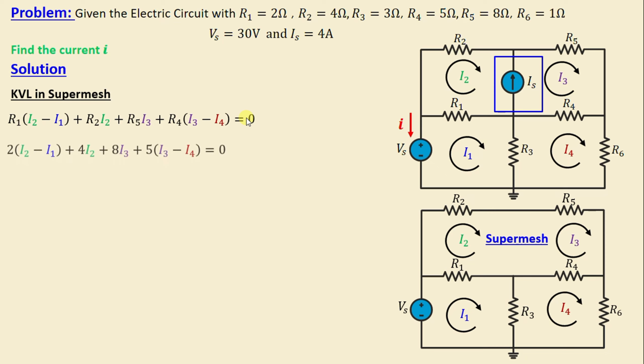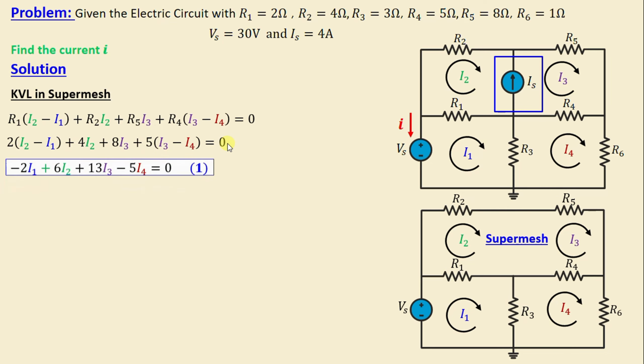By replacing the resistors with their numerical values, we obtain 2(I2 minus I1) plus 4I2 plus 8I3 plus 5(I3 minus I4) is equal to 0. If we continue simplifying this equation, we obtain negative 2I1 plus 6I2 plus 13I3 minus 5I4 is equal to 0, and I will call this equation number 1.